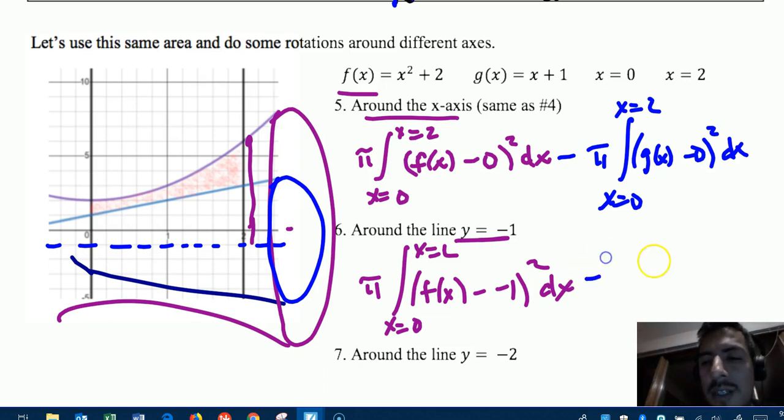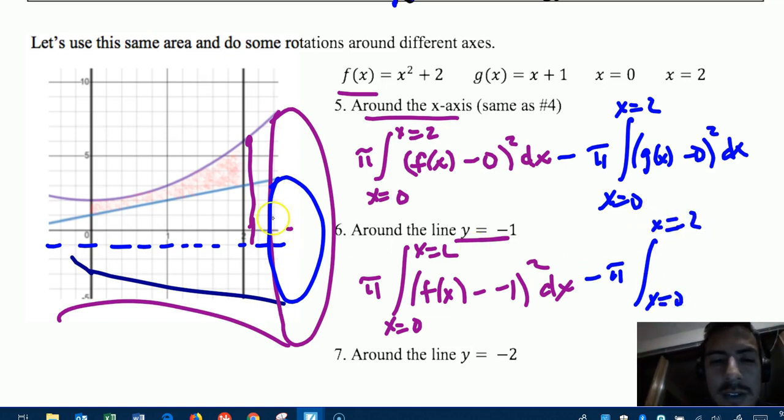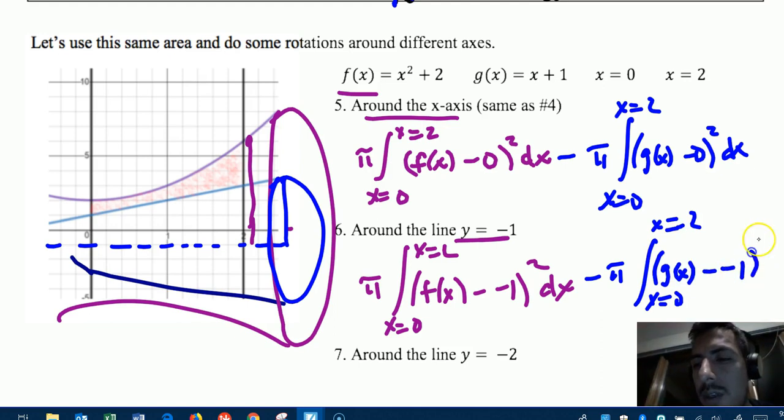And then we're going to minus something very similar. We'll put a pi in front, x equals 0 to x equals 2 of g of x, because again, we're going to start with g of x. And we're not stopping at 0, we're stopping at negative 1 this time, because that's the axis of rotation. So we're going to have g of x minus negative 1 squared dx.